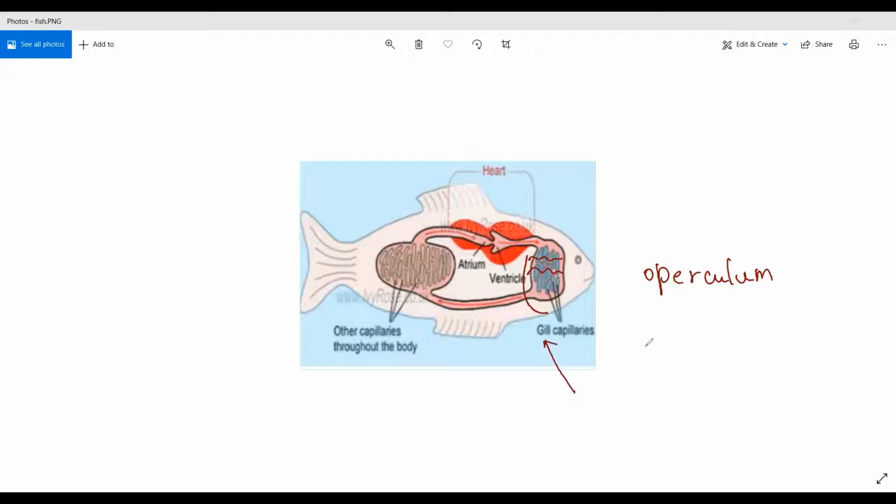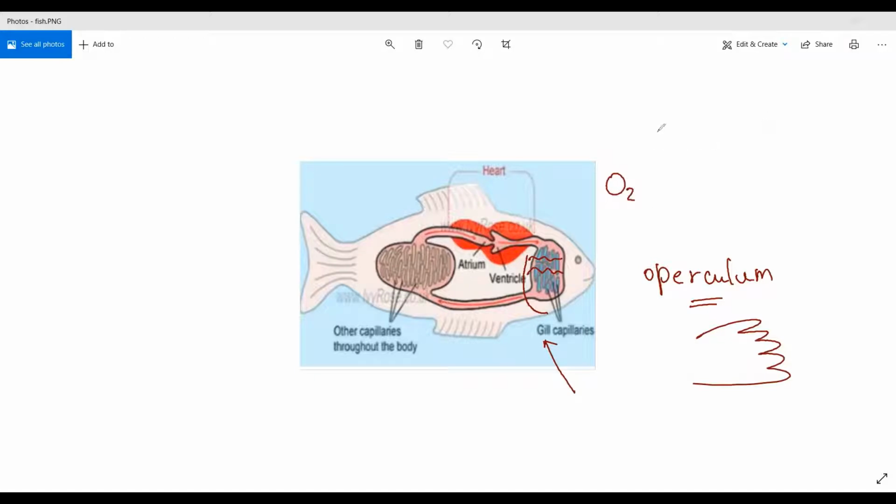The gills are structures that look like this. If you open this operculum, you're going to see the gills just below it, or at its back. When the water passes over the gills, they will extract oxygen that is dissolved in water.